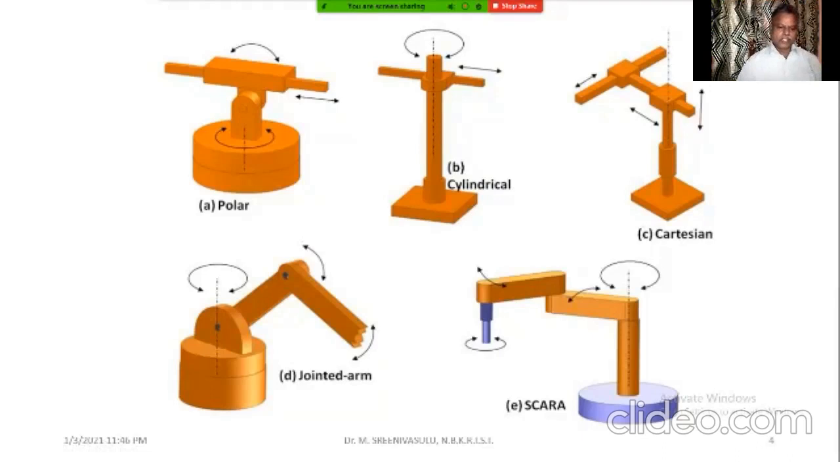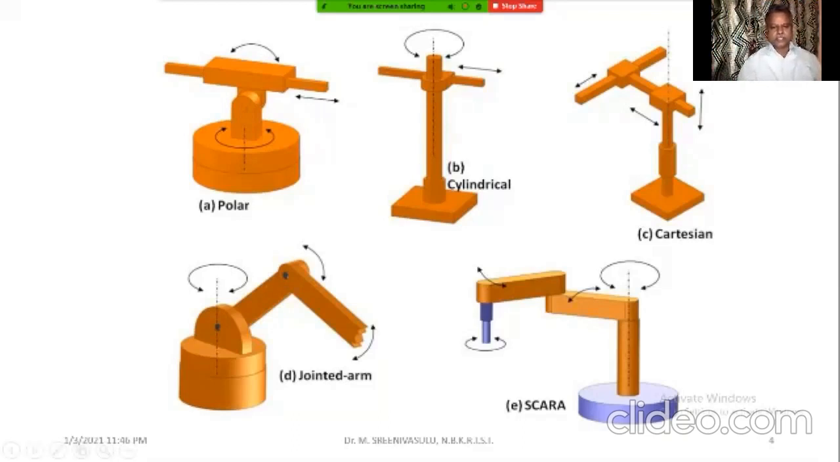Now coming to the jointed arm, you can see the flexibility and similarity. If you rotate this one by 90 degrees clockwise, then it exactly resembles your human hand. See, the shoulder joint is actually this. Then you have got one arm here and another arm here. So it exactly resembles your human arm.